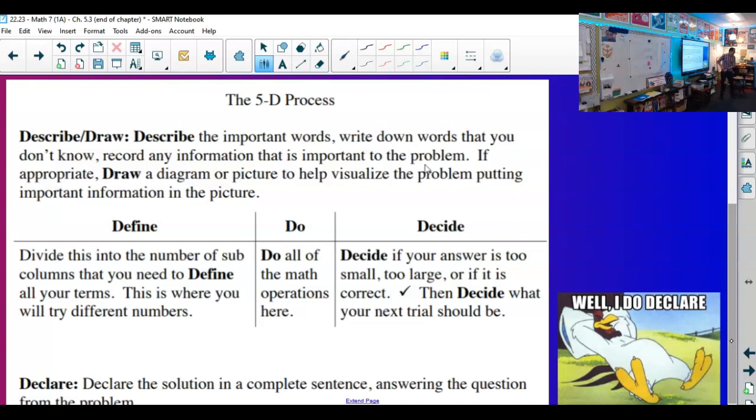All right, anyone else want to jump in? Or is Gabe going to keep going? All right, Jana, you want to read the define and maybe the do also? Divide this into a number of subcolumns that you need to define all your terms. This is where you'll try different numbers. So in this problem, how many different parts of fence do we have?